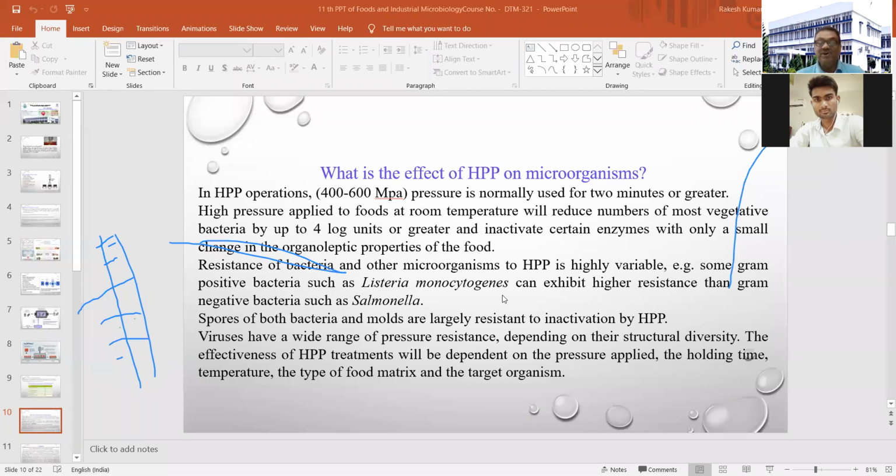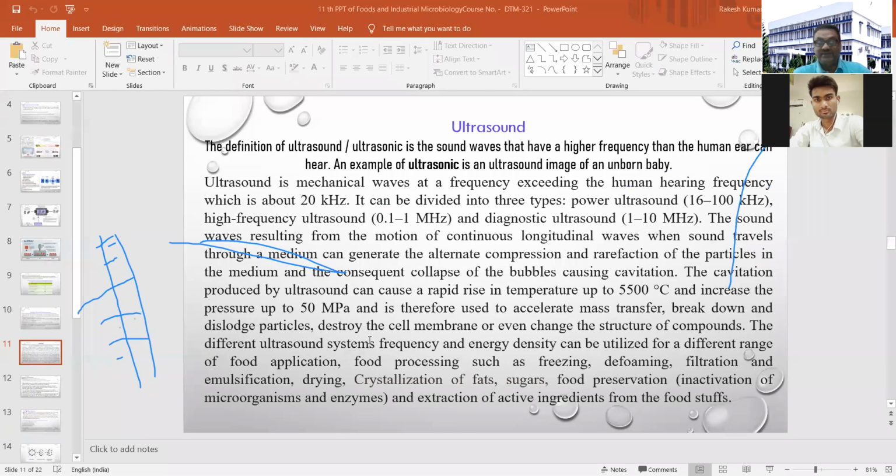Viruses have a wide range of pressure resistance depending on their structural diversity. The effectiveness of high pressure processing treatment will be dependent upon the pressure applied, the holding time, and the temperature of that food item, the type of food matrix, and target organisms. So these are the factors responsible for the effectiveness of high pressure processing treatment you are selecting for a particular type of food item.